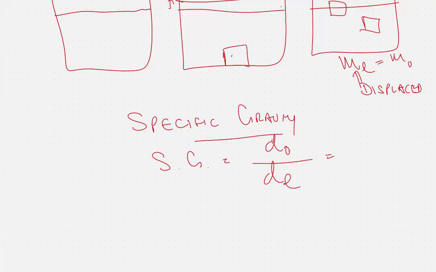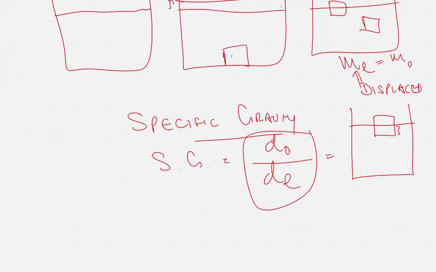Specific gravity tells us, if something is floating, what ratio is under the water and what ratio is above the water, given by this ratio here. So just remember, specific gravity is the density of the object divided by the density of the liquid. If it happens to be water, then the density of water is here.